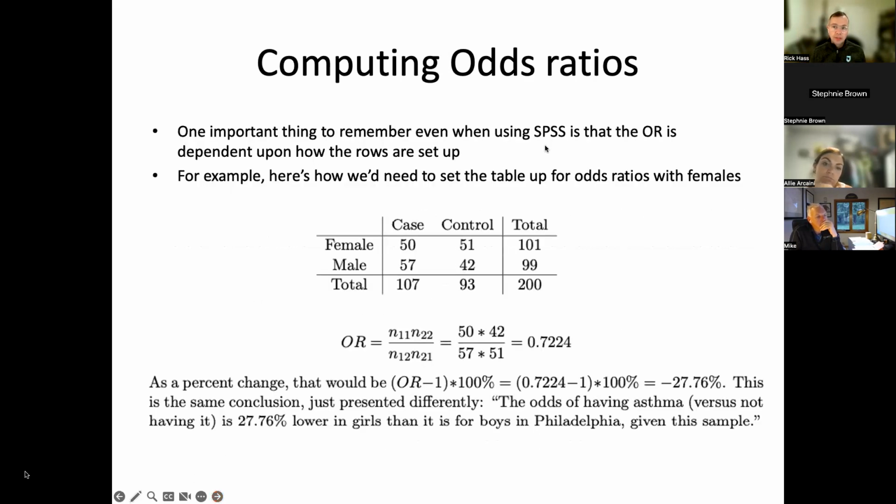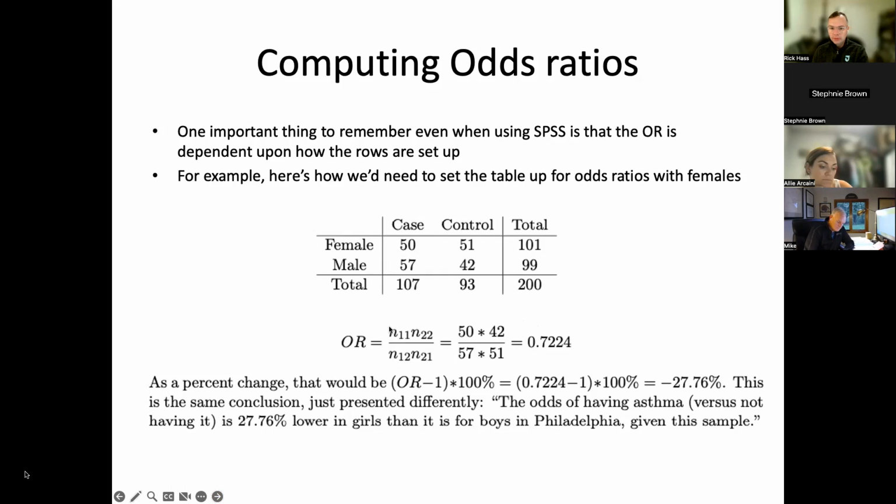And this is true in SPSS, okay? But the odds ratios are dependent on the way the rows are set up. Just the rows, not the columns. Well, the columns too, but we generally need to have the event, right? So being a case, having asthma, be in the first column no matter what. And then you flip-flop the rows and we change the odds ratio. The result of that is simply just taking the reciprocal of the odds ratio.